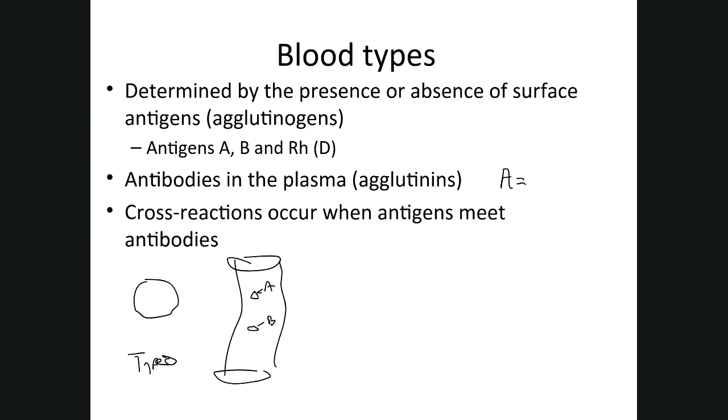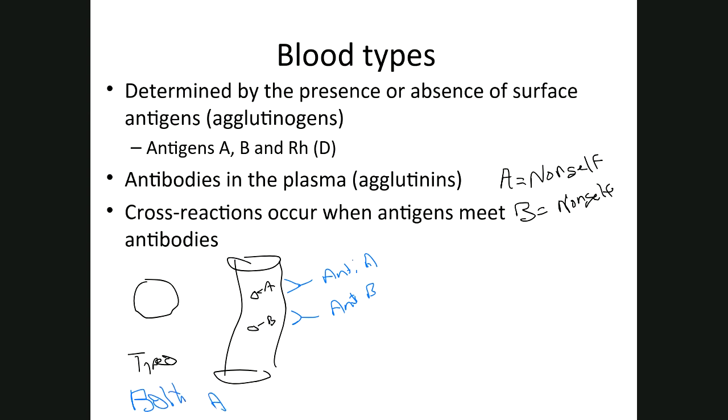It's non-self. What is B to this person? It's also non-self. So when this person's body sees these bacteria, can I make anti-A antibodies? I can. Can I make anti-B antibodies? I can. So floating around in this person's blood are going to be both anti-A and anti-B. If I ever encounter A, I'll destroy it. If I ever encounter B, I'll destroy it.